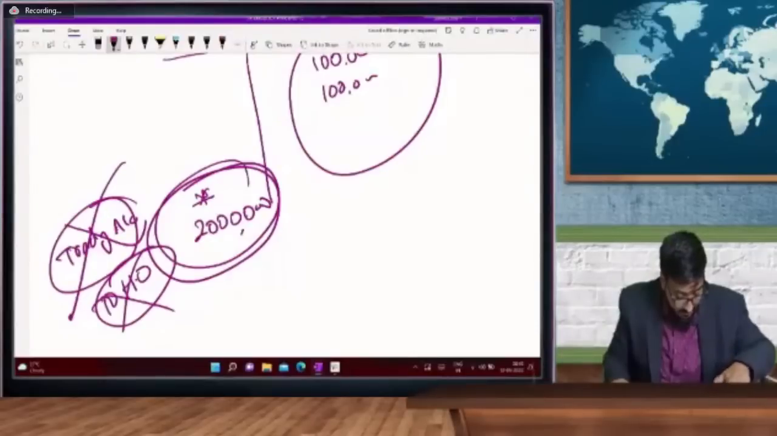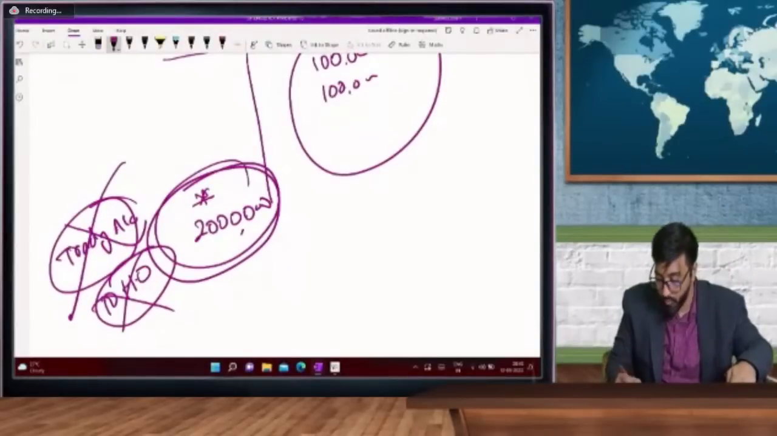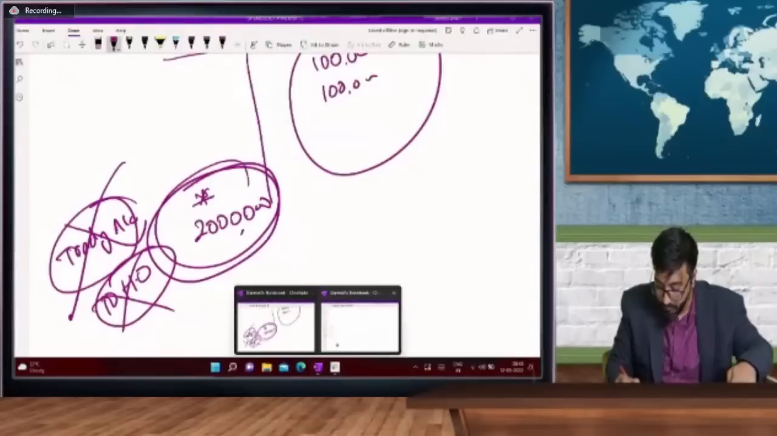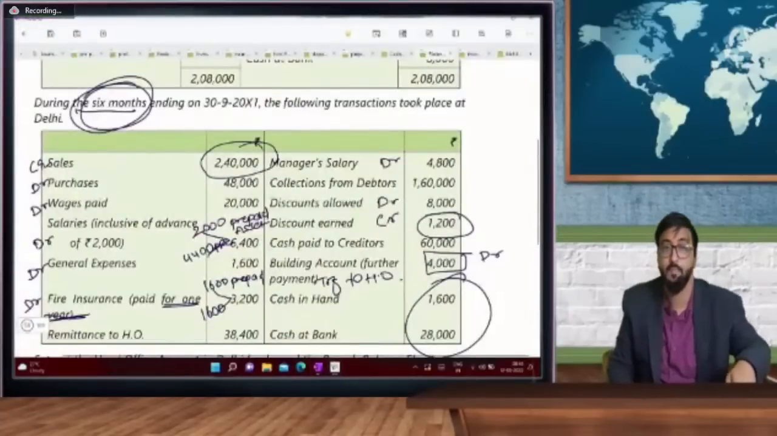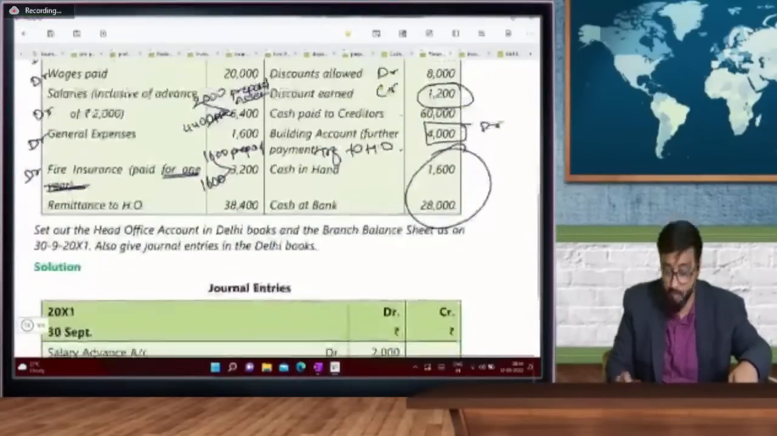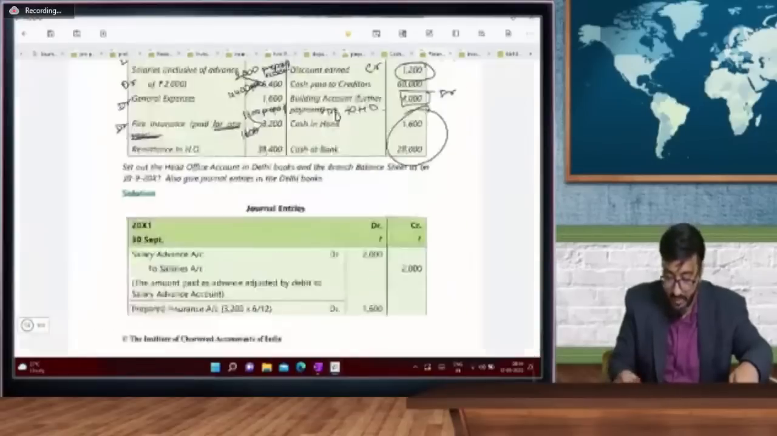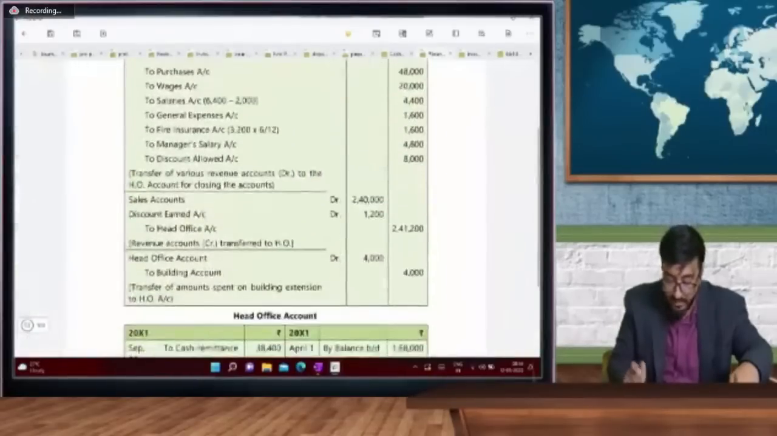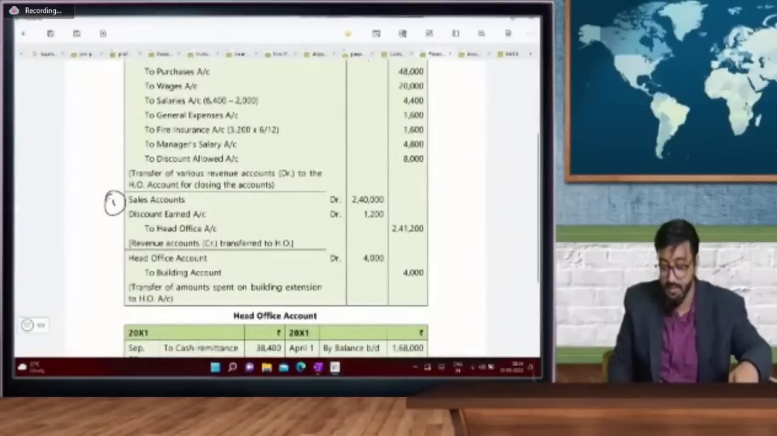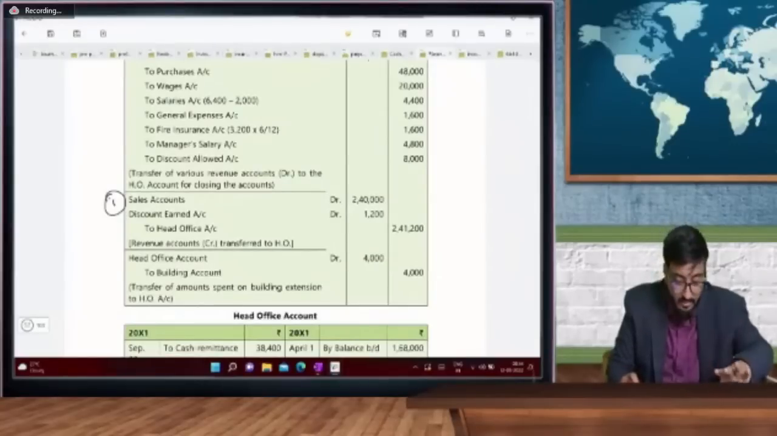Where are you going to transfer it? HO. See the difference. So how many accounting entries are you going to pass? Sales account, see, you can see here. So this entry is the first entry: sales account debit, discount account debit, to head office account. Now you got this concept, very easy. Yes, tell me in the comment section. Now you are getting it.